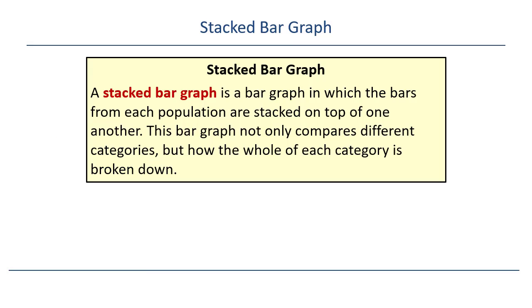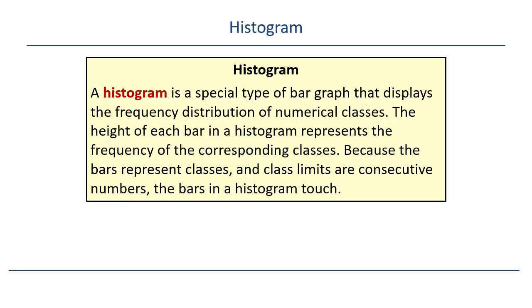Now, a stacked bar graph is one in which you have one bar for each population, and they're stacked on top of each other. It compares different categories, but also how the whole of each category is broken down. So it kind of shows the percentages within each category. It's not a real popular graph. I personally don't like them. They get to be kind of confusing, and a lot of people don't understand what they're seeing when they look at them.